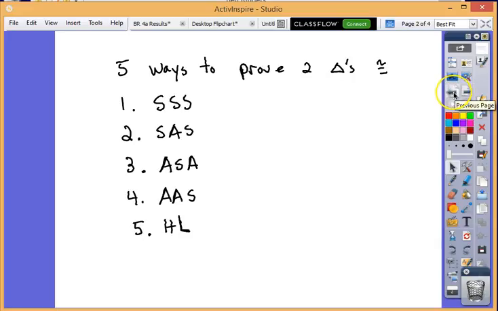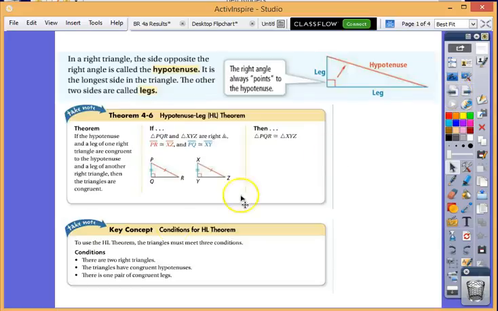So let's look at, when we have hypotenuse leg, what 3 pieces of information we have. We have the fact that there are 2 right triangles. Hypotenuse leg does not work unless you're dealing with right triangles. So fact number 1, which is not stated in its name, is these are right triangles. Then fact number 2 is we have congruent hypotenuses, and fact 3 is we have congruent legs.